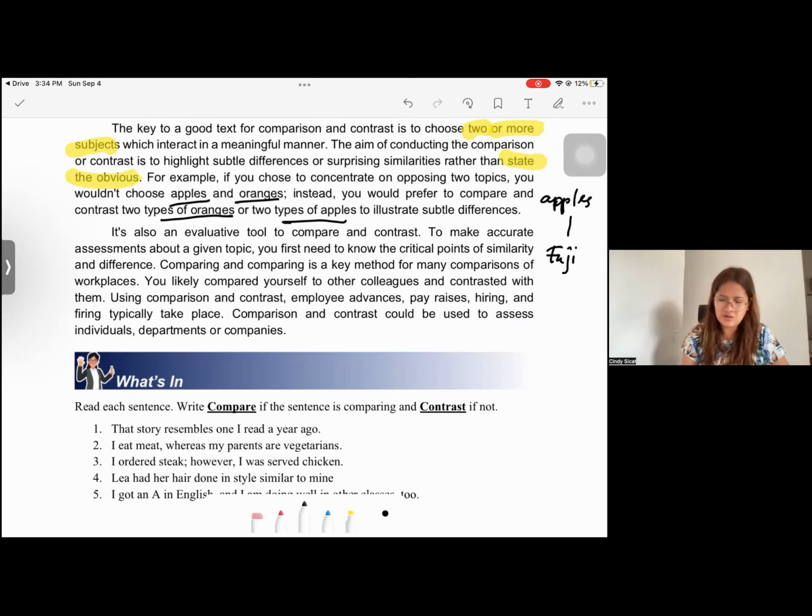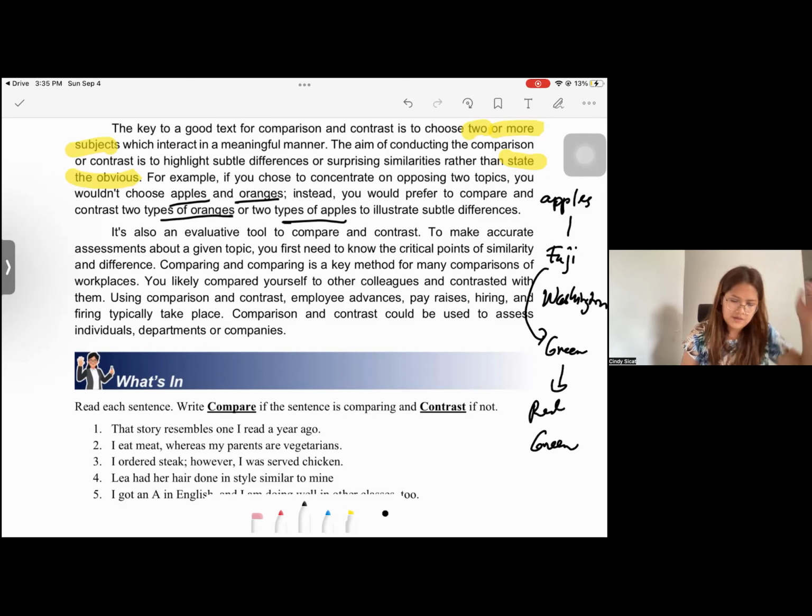The Washington, is that what you call it? So the Washington type. Okay? So you could try to make the difference between Fuji apples and green apples, or by just having red apples or green apples. Okay? So we're trying to look into the subtleties, okay? Yung mga hindi halata, okay?